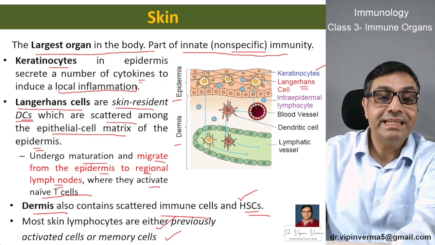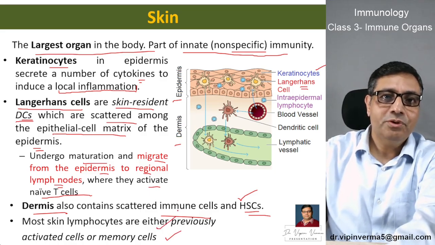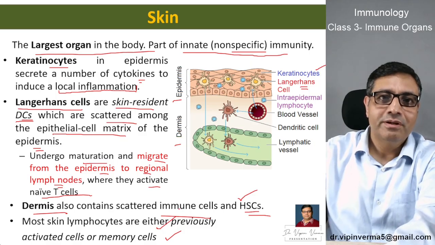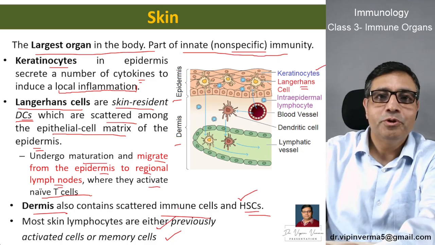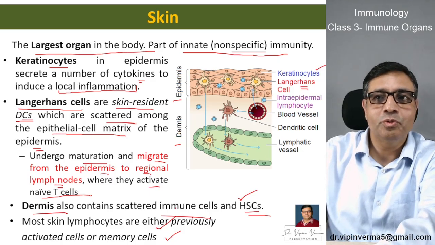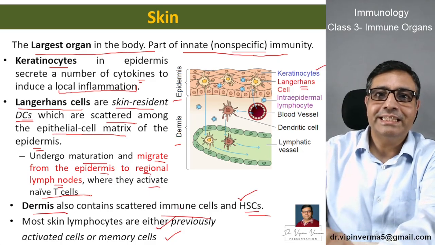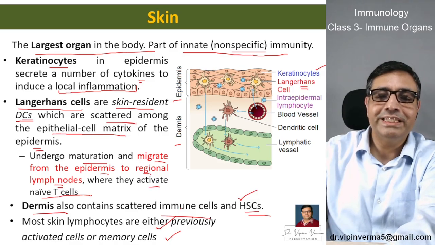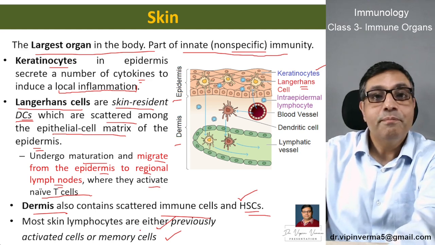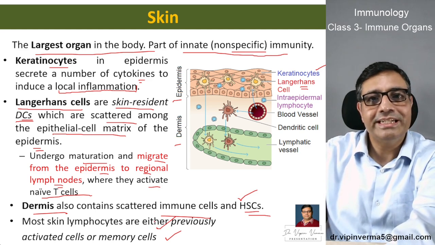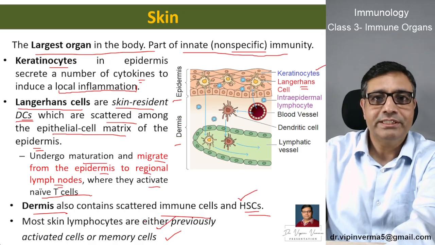Why? Because they immediately need to recognize. Our skin is at the border between the external environment and the internal environment. So we need to put our best guards there, so they can immediately recognize that there is an infection and, without losing any time, act upon it. That's why they are either activated cells or memory cells, and memory cells are generated because of a previous infection. All right.